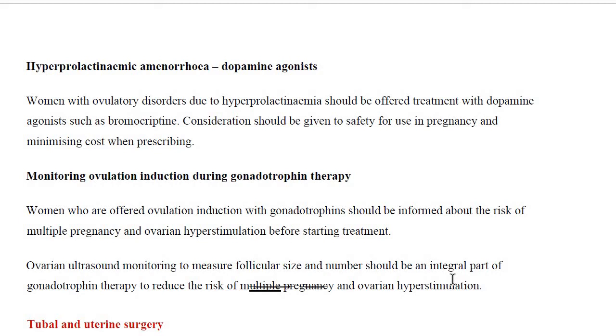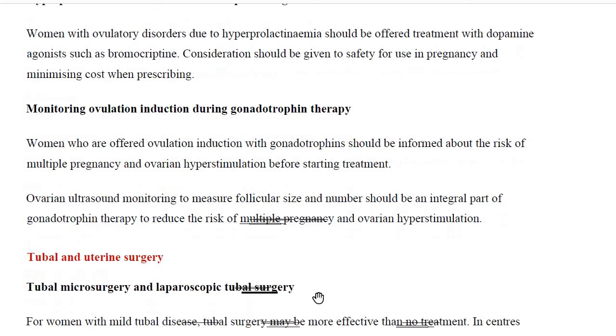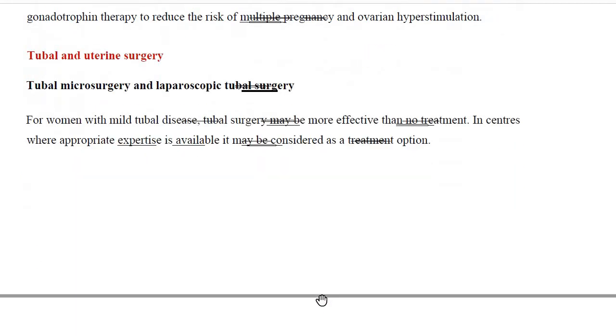Then, monitoring ovulation induction during gonadotropin therapy. Women who are offered ovulation induction with gonadotropins should be informed about the risk of multiple pregnancy and ovarian hyperstimulation before starting treatment. Ovarian ultrasound monitoring to measure follicular size and number should be an integral part of gonadotropin therapy to reduce the risk of multiple pregnancy and ovarian hyperstimulation.